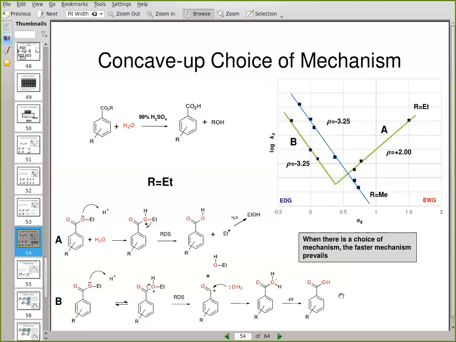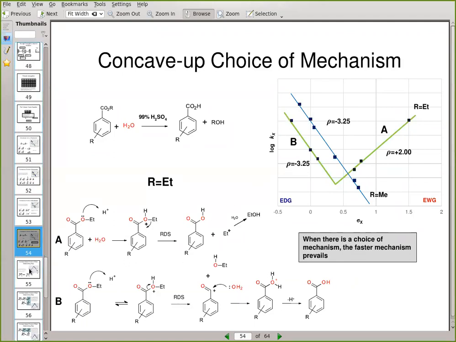Please, when you draw graphs, I strongly advise you to always write on the graph these EDG and EWG. I always put it there myself. You'll see on every single graph I've got electron withdrawing groups, electron donating groups, just to remind myself that the electron withdrawing groups, like the nitro groups, are on this side. The electron donating groups, like the methyl and methoxy groups, are on this side.